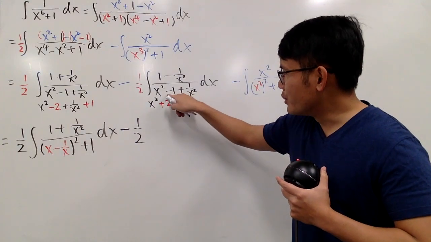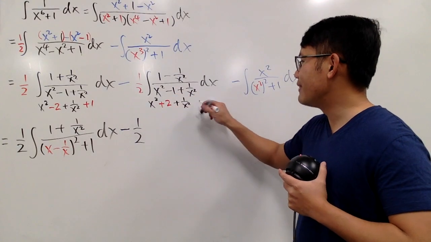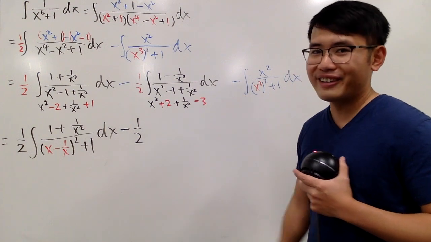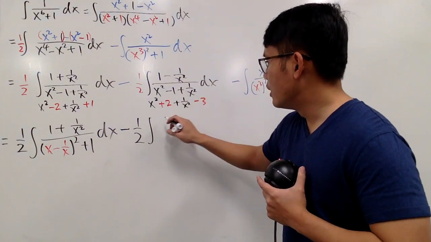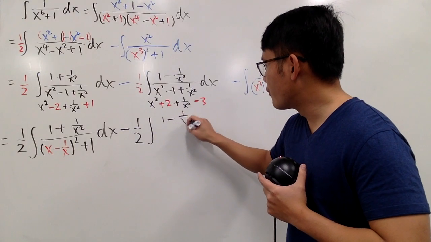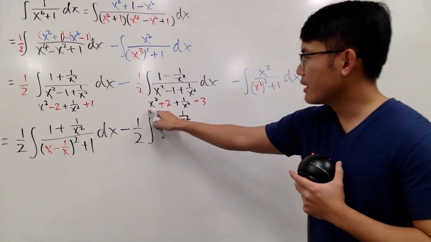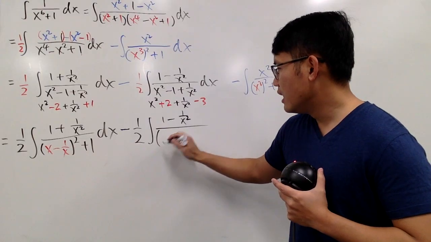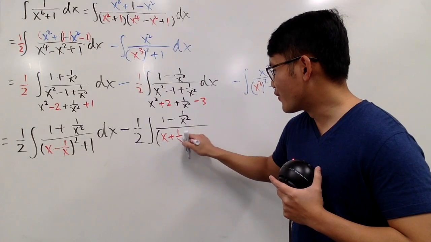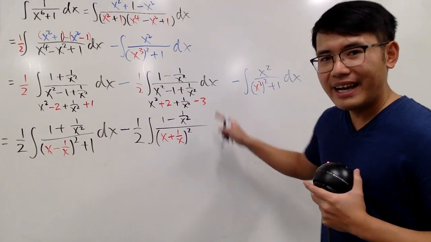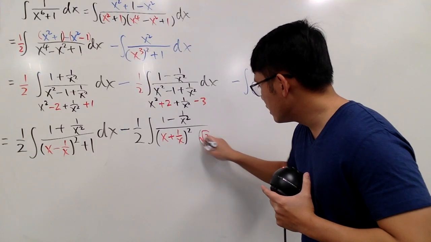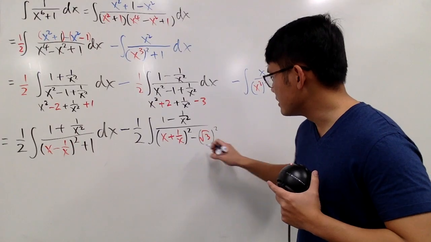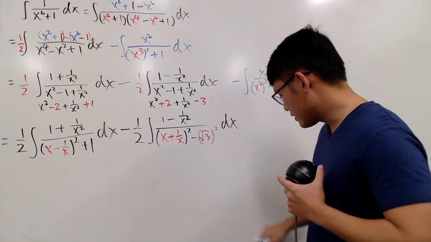In order to preserve the minus 1, we will have to minus 3 right here. Still the same, still cool, right? So you see this is the integral of 1 minus 1 over x squared over this right here, which becomes x plus 1 over x, and then you square that. And then let's look at the minus 3s, square root of 3 squared, and of course that's a minus in between, and then we have the dx right here.